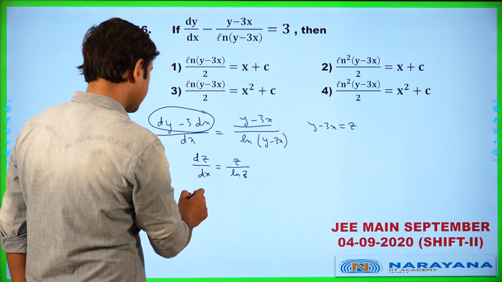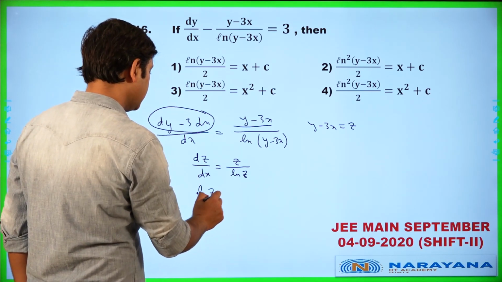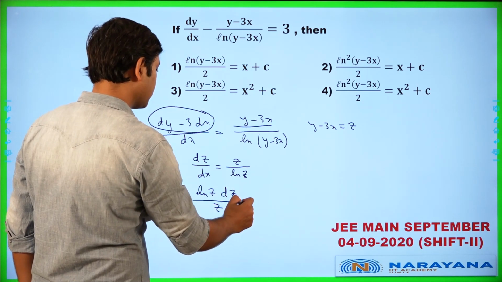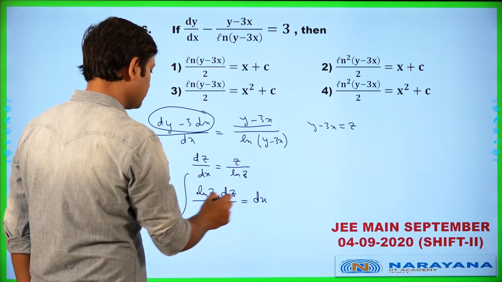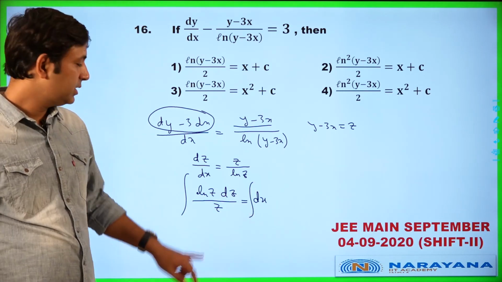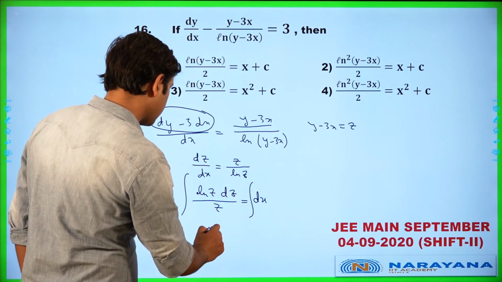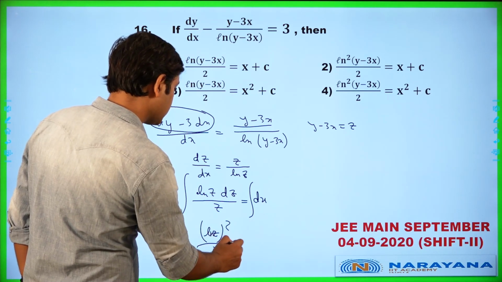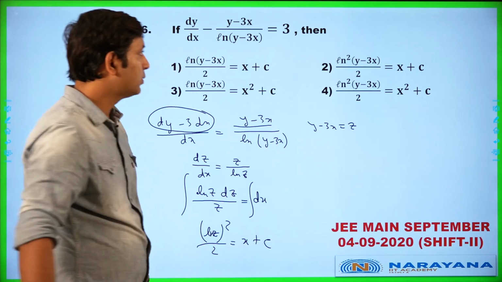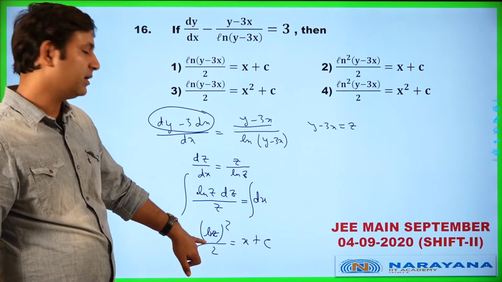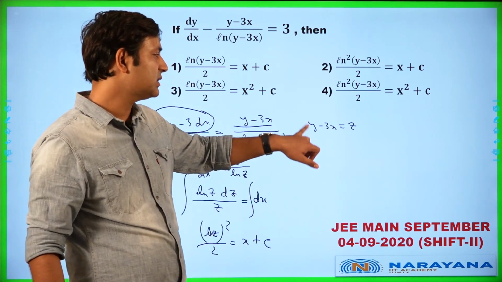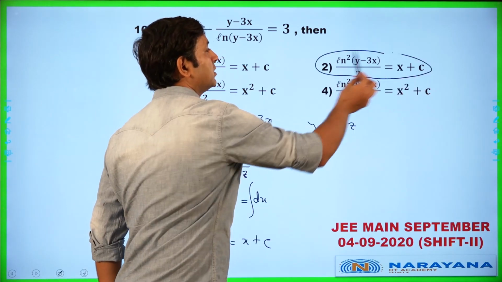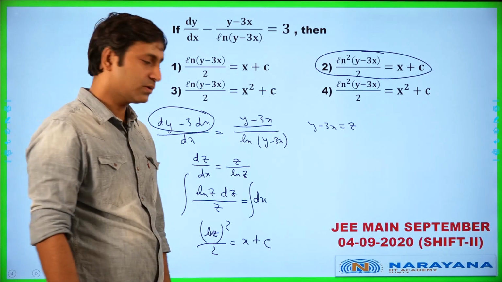We'll take these terms this side: ln z dz upon z is equal to dx. We'll integrate both sides. Integration of this side will be ln z whole square by 2 is equal to x plus c. We'll notice that we are getting ln square z, which means we are getting ln square of y minus 3x. We'll mark that option and we'll move on to the next question.